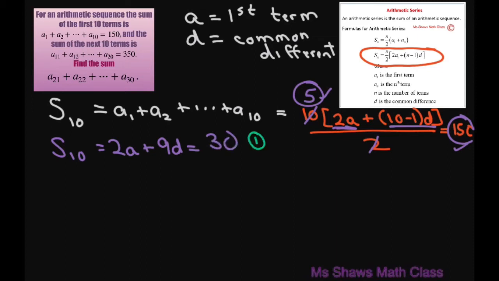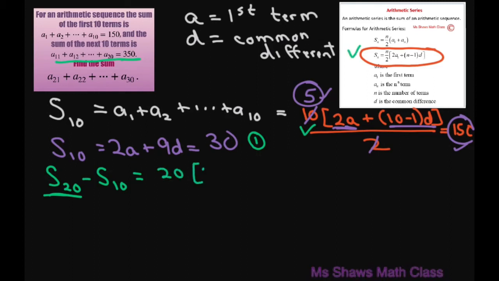Now we do the same thing with the next 10 terms. So that would actually be like the sum of the first 20 terms minus the sum of the first 10 terms. So that gives you the next terms. So let's look at that. That's going to equal, if we just look at this one, we do the same thing. Use this formula, and we're going to get 20.